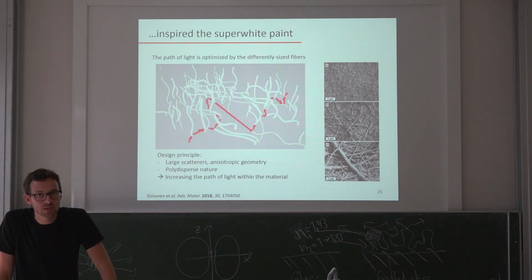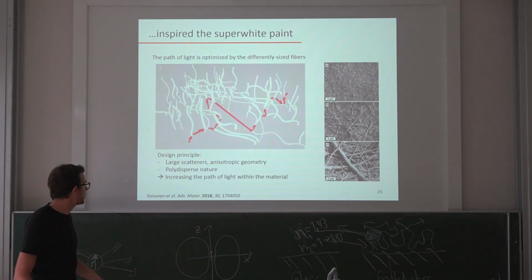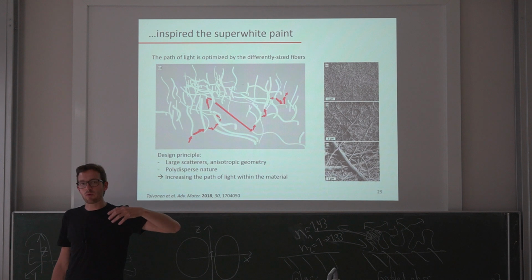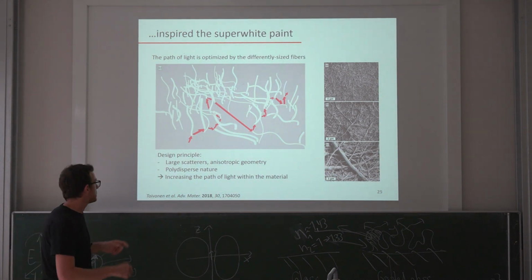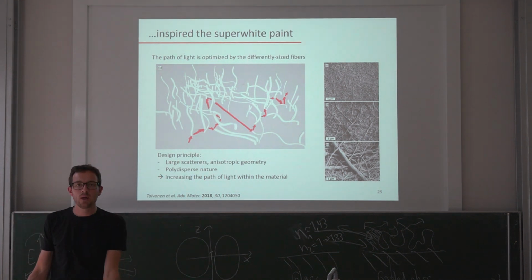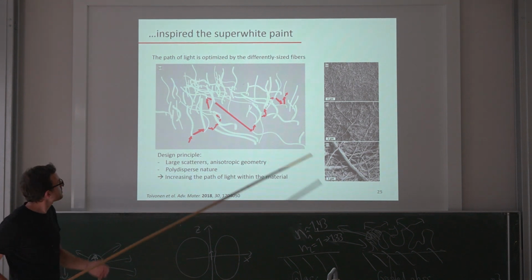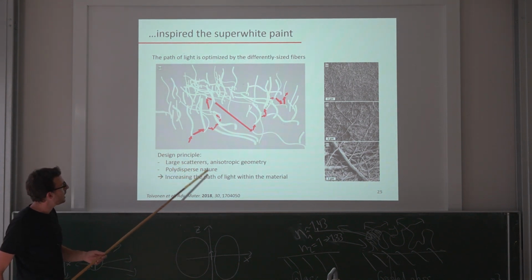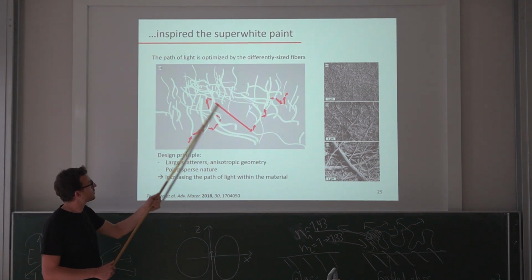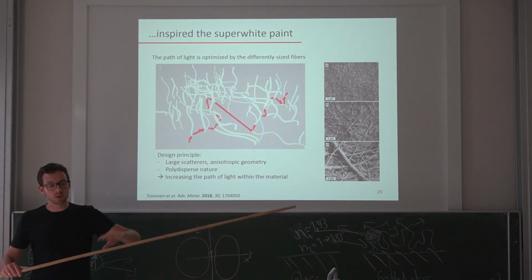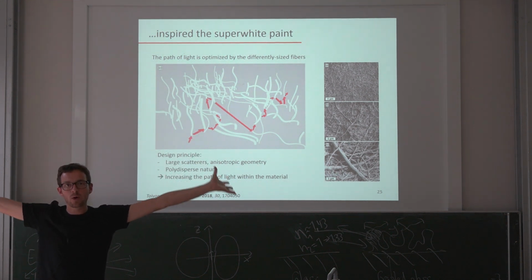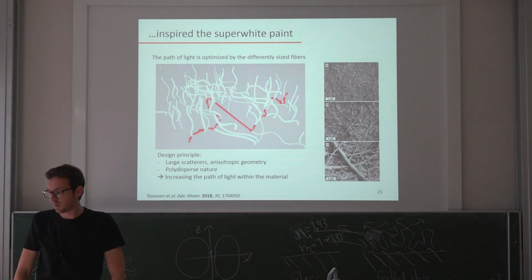And the explanation why this is so good, both in the beetle and in the structure, is first you have large scatterers, and they are anisotropic, so by nature they have a very high tendency to scatter light. Then it's polydispersed in nature, so you can get a very kind of disordered and uniform structure in space. And because of this polydispersed nature, you increase the path of light within the material. So because of these large free spaces, light is very efficiently distributed within the film and then scatters more and more in all directions. And that means that it's more and more distributed and comes out whiter and whiter.